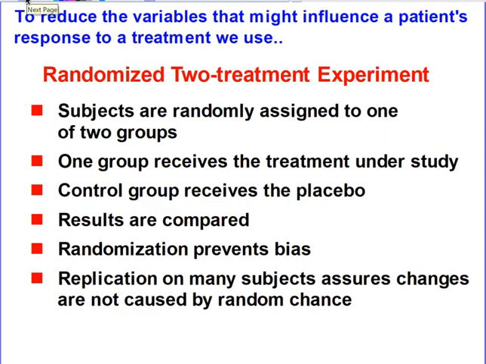To reduce the variable being influenced by the patient's response to a treatment, we use a randomized two treatment experiment. So basically a patient can't affect the treatment as much or as often. You take the subjects and randomly assign them from one group to the other. One group is going to receive the treatment under study. The control group is going to get the placebo. The results are compared. Randomization is going to prevent bias from happening, and replication of many subjects assures changes are not caused by random chance. So in other words, don't do the two treatment experiment once, do it again and again and again.